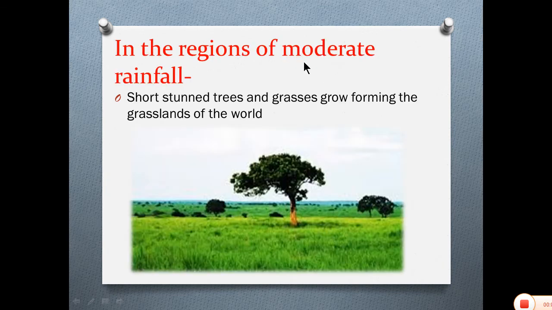The next one we have is in regions of moderate rainfall. Now moderate means not very heavy, not very low. So in such conditions you will find there is variation in the vegetation. If you look at the picture, you can see a flat plain land with grasses. Here the grasses can be short and tall, and then you have trees which are widely spaced. In between you will find shrubs and bushes. So short stunted trees and grasses grow, forming the grasslands of the world.